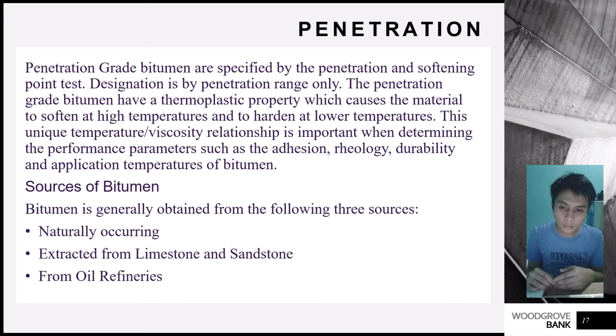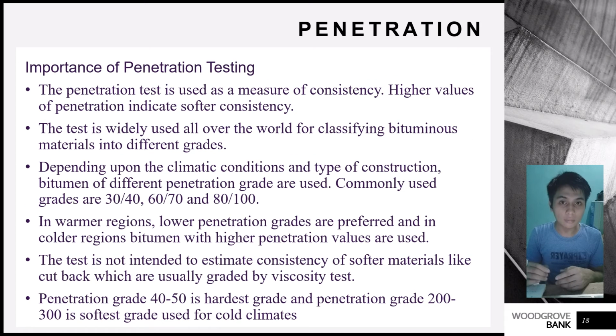So, going back to the overview of bitumen, bitumen is generally obtained from the following three sources: 1. Naturally occurring; 2. Extracted from limestone and sandstone; and 3. From oil refineries, which includes the petroleum in crude oils.